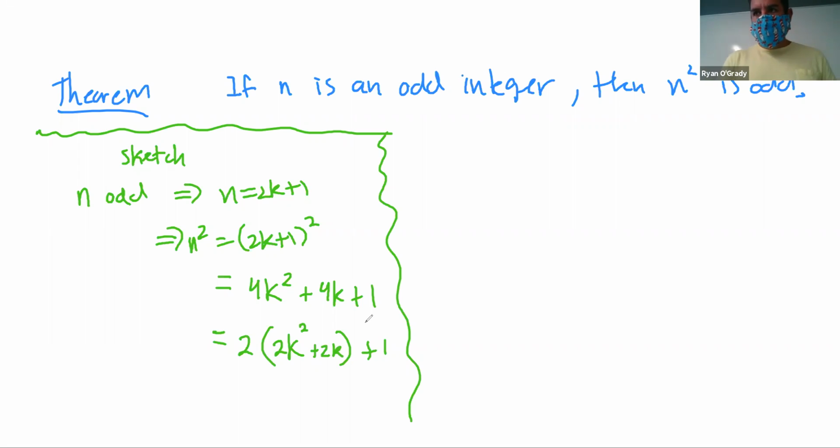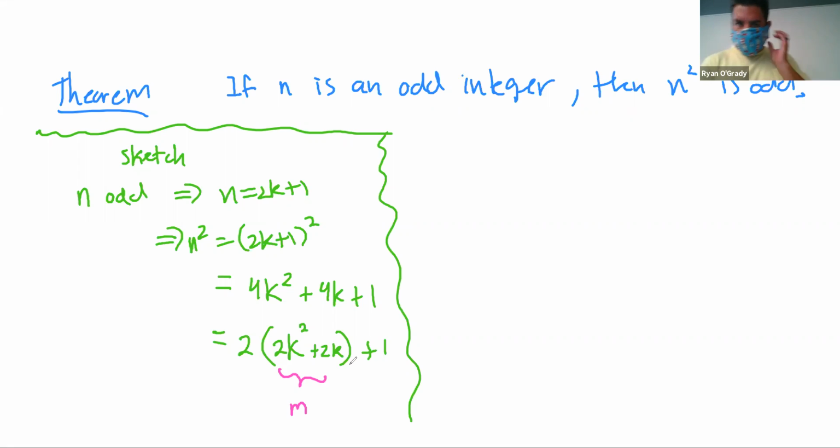And then I can just give this creature a name, just like we did before. Let's call this creature right here. We used J before. How about we use M? So this particular theorem doesn't require much deep thought. It's just writing out what n squared is.